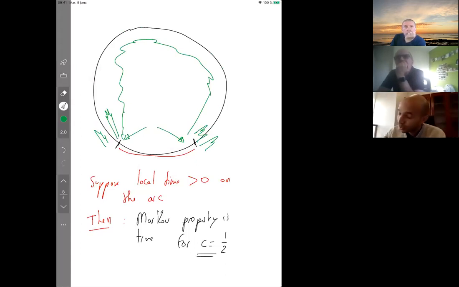In the case of the circle, you look at an arc, and you suppose that the local time is positive on this arc. If it's not positive, then you can't have a Markov property. But if you suppose that the local time is positive on the arc, then the trace of the loop soup outside the arc, conditionally on the local time at the boundary, is independent of the occupation field inside the arc. But I don't say that it's independent of the trajectory of the loops inside the arc. That's not true, but it's independent of the occupation field.